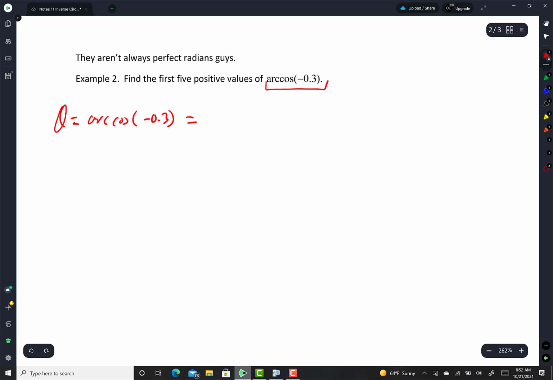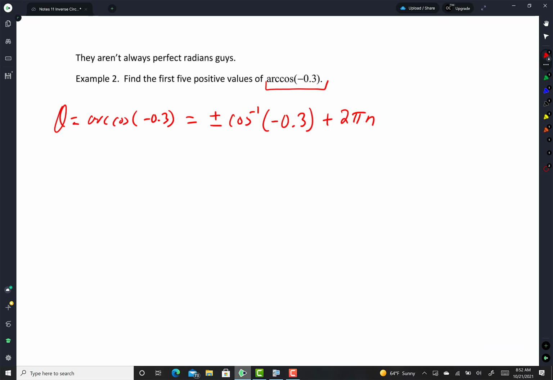And then I'm going to write equals, and now I'm going to put plus minus in the front. I'm going to put arc cosine, or inverse cosine, negative 0.3 plus 2 pi n. Because if I go plus 2 pi, I'm in the same x coordinate. Does that make sense to everyone, guys? Okay, don't worry, I'm going to go slow. I have 2 equations here, the plus and the minus.